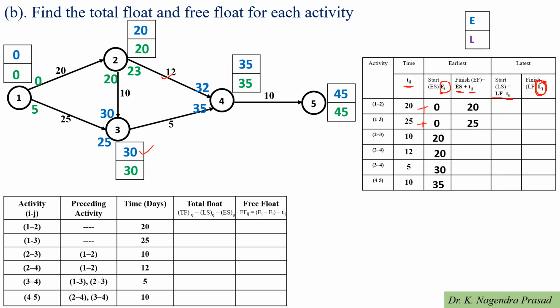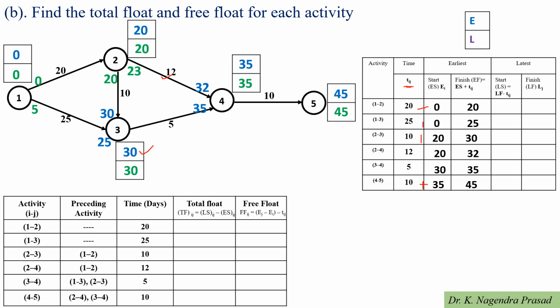Next for the activity 2 to 3, earliest finish time will become the 10 plus 20, 30. Next for the activity 2 to 4, 12 plus 20, that is the 32. Next for the activity 3 to 4, earliest finish time is the 5 plus 30 which is equal to the 35. So next activity for the 4 to 5, for the activity 4 to 5, earliest finish time will become the 10 plus 35 which is equal to the 45.